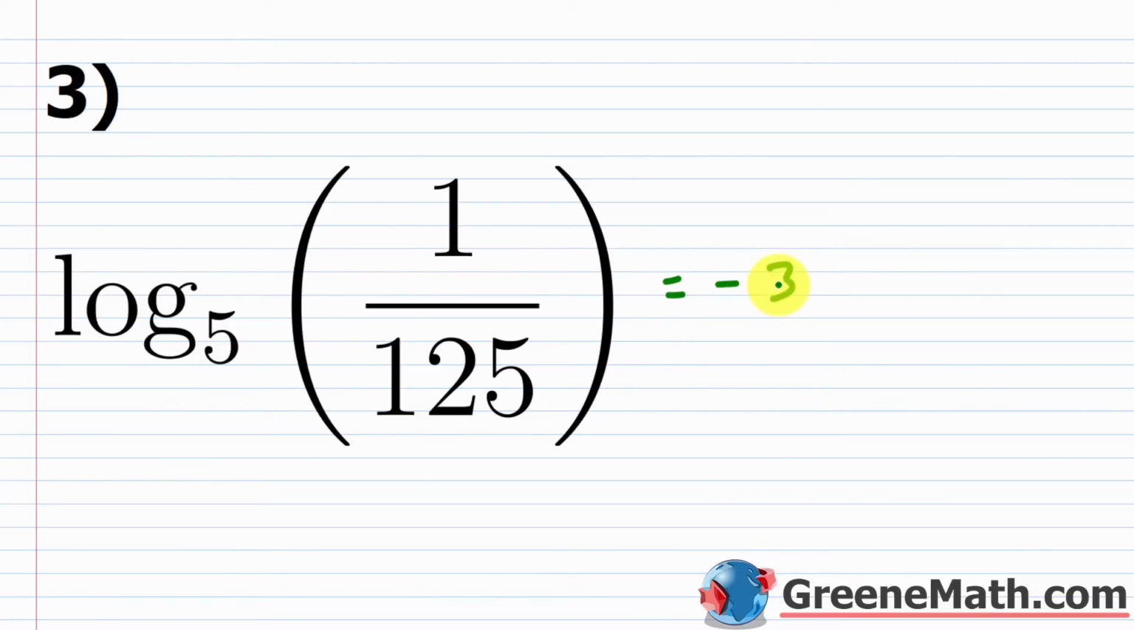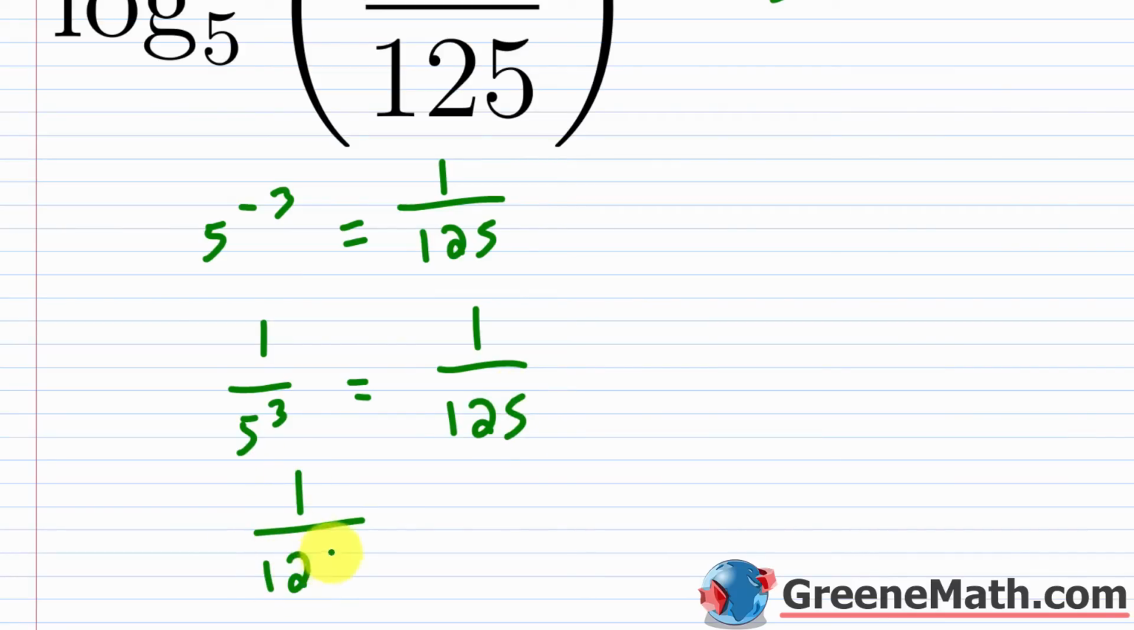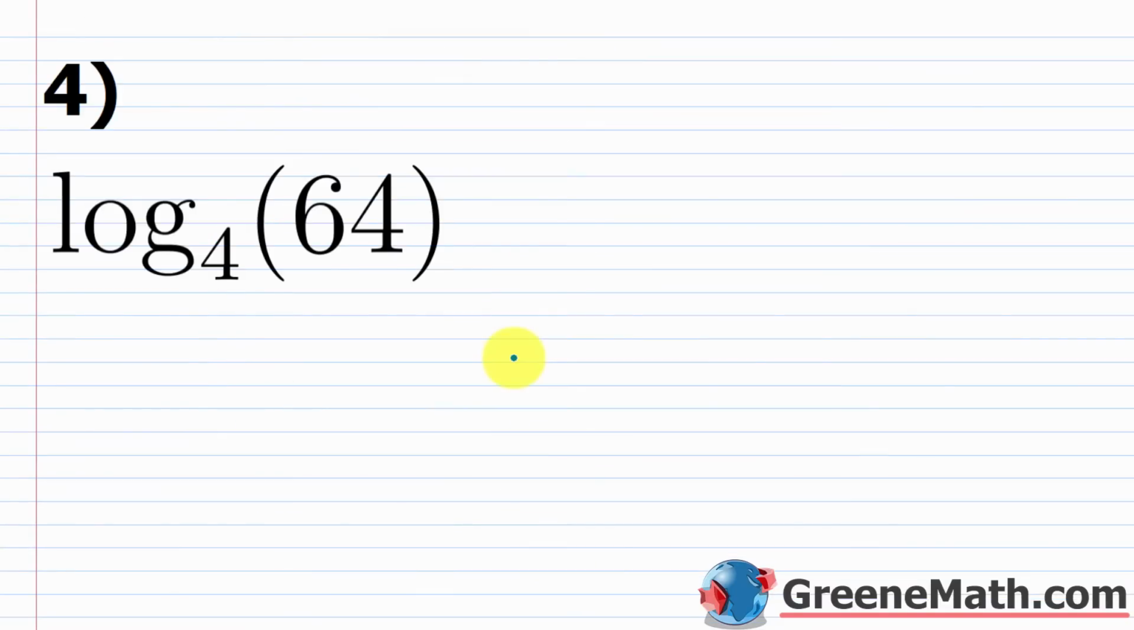Now again, in terms of checking it, you just go back into exponential form. You would say 5 raised to the power of negative 3. So this raised to this power is equal to 1 over 125. Is that true? Yes. This right here turns into 1 over 5 cubed is equal to 1 over 125. And of course, you get 1 over 125 is equal to 1 over 125. So the answer of negative 3 is correct. All right, let's take a look at problem 4.